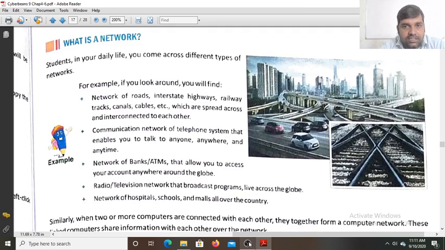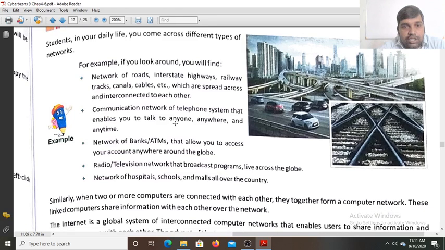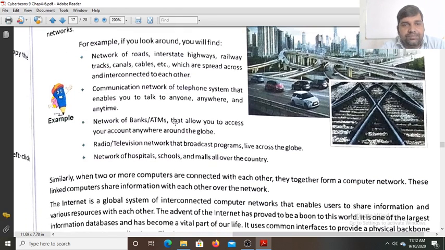Railway tracks, that is the network of railway tracks. Canals, the network of canals, which are interconnected to each other. Many canals are interconnected to the rivers, which are spread across and interconnected to each other. Next is the communication network of the telephone system, that helps you to talk to anyone, anywhere and anytime. That is also one type of network. That is the mobile network or telephone network.